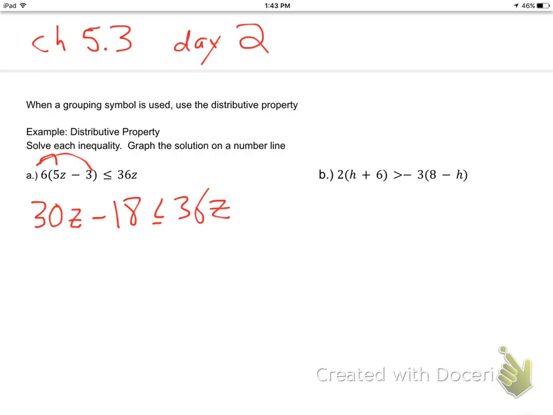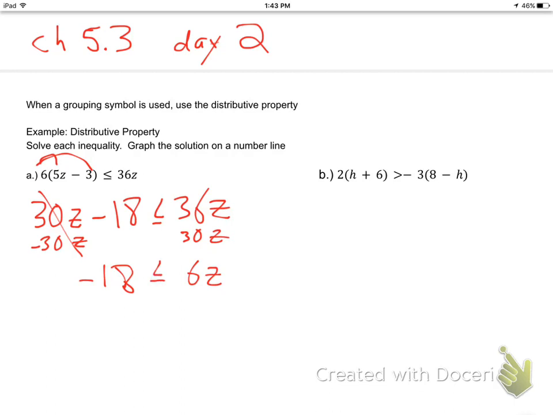Now, notice that there are z's on both sides. And since there are z's on both sides, you guys want to move which one? The smaller one. The smaller one usually gives us the best opportunity to stay positive, right? So, subtract 30z from both sides. Negative 18 and 6z. Do I change that inequality symbol? No, because I did not multiply or divide by a negative.